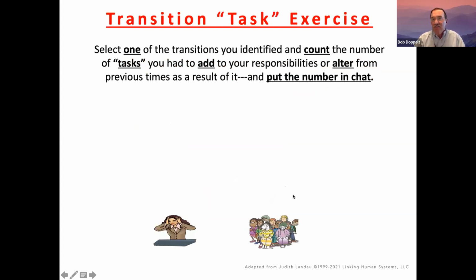Now let's take this one step further. Now we're talking about the transition tasks changes that are needed. So select one of the transitions you identified and count the number of tasks that you had to add to your responsibilities or alter from previous times as a result of this change. And if you're willing, put that number in chat. You might have had to do 6 different things, changing different things or adding different things, adding up to 6 to make the change.